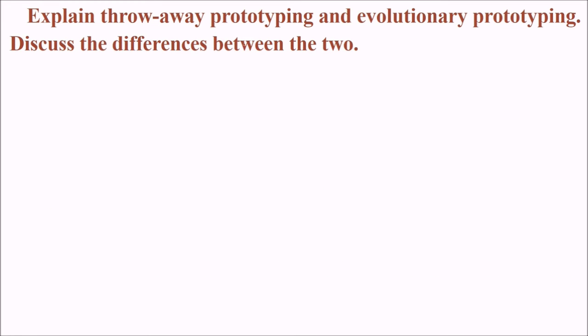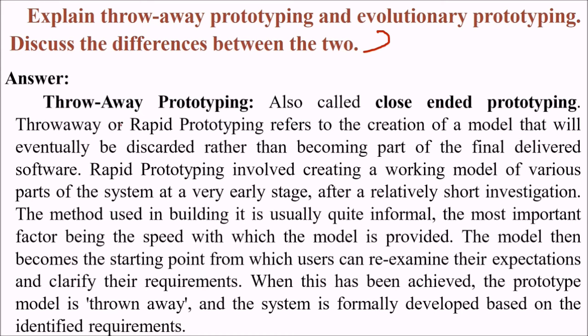Explain the throwaway prototyping and evolutionary prototyping. Discuss the differences between the two. Throwaway prototyping is also known as close-ended prototyping. So the throwaway or rapid prototyping refers to the creation of a model that will eventually be discarded, rather than actually becoming a part of the final delivered software.